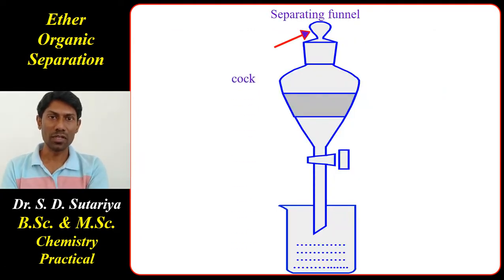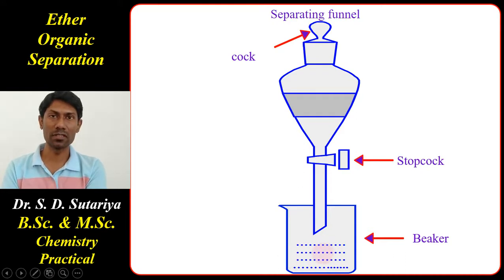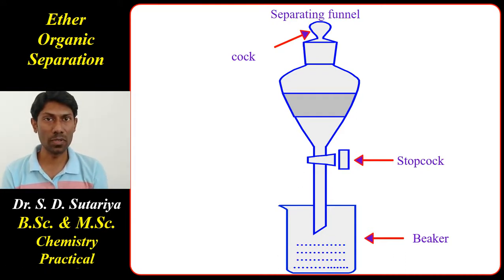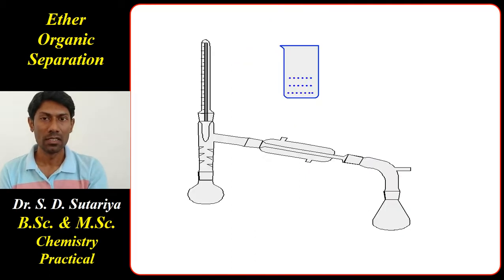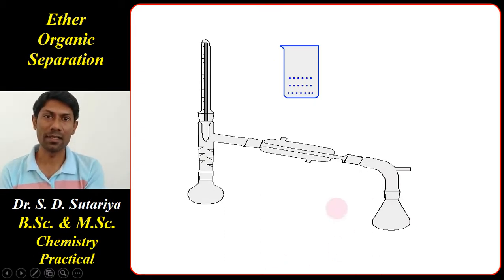First of all, open the cock and collect the solution in the beaker. Open the top cork and collect the solution in the beaker. We don't know whether this solution has a soluble solid or a soluble liquid. So let's start the distillation accessory set. Set up this set, and this beaker has a soluble compound, solid or liquid. Add all of this solution into the RBF and then reflux.